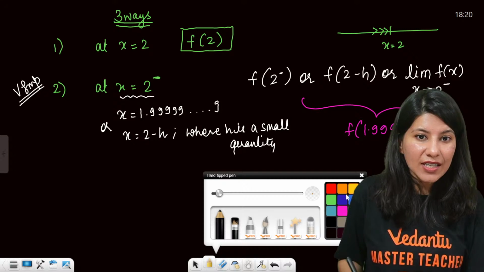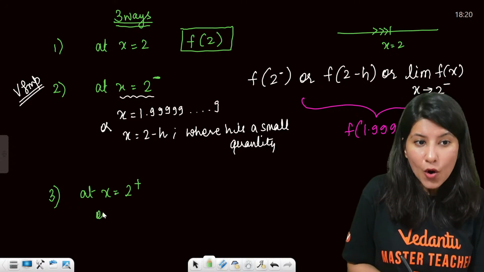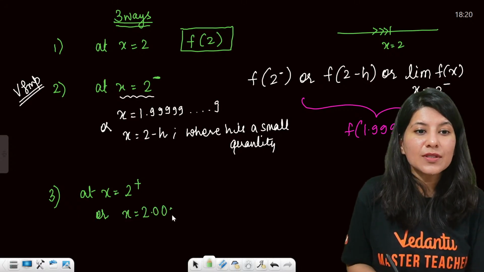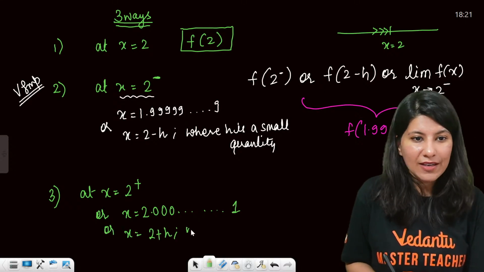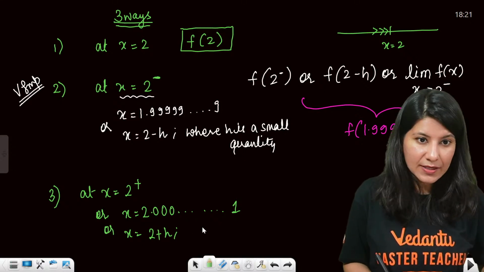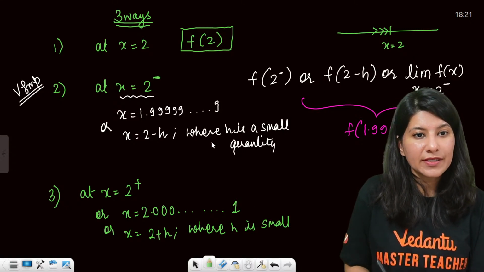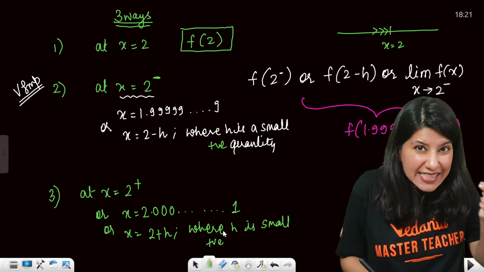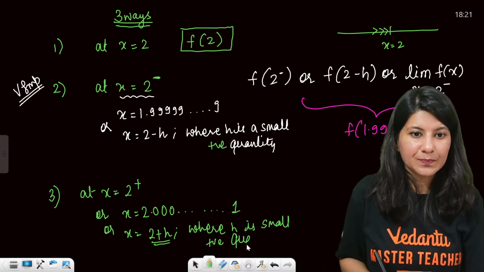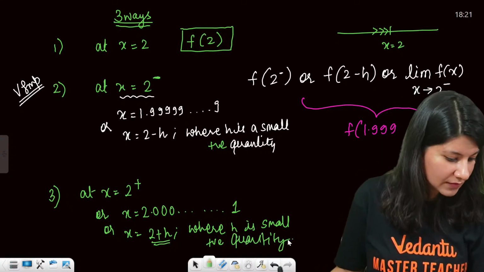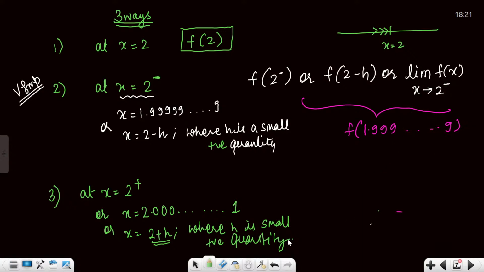And the third way of approaching is at x equals 2 plus. Or you can say x will be equal to 2.0000001, or x equals 2 plus h, where h is again a small positive quantity. So you are adding some small positive quantity to your 2, that will be 2.001. Is that clear till now? Are you understanding what I'm trying to say?